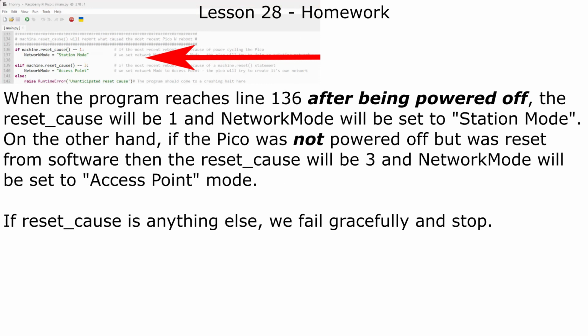When the program reaches line 136 after being powered off, reset cause will return a 1, and network mode will be set to station mode. On the other hand, if the Pico was not powered off, but was reset from the software, then the reset cause will return a 3, and network mode will be set to access point mode. If the reset cause is anything else, we fail gracefully and stop.